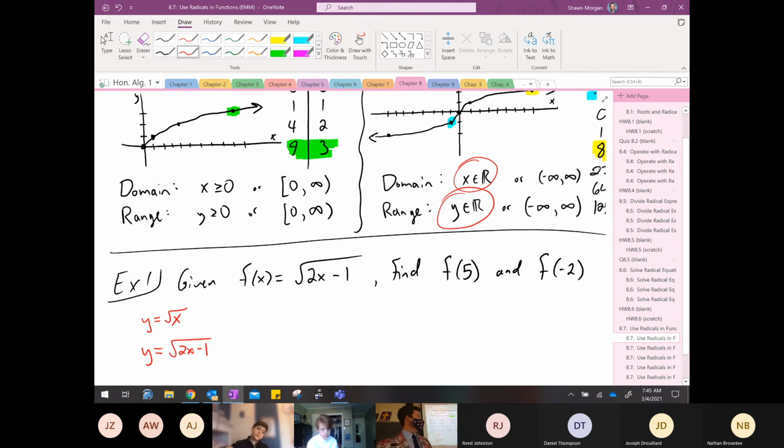Okay. Now, if I look at y equals square root of x and y equals square root of 2x minus 1, it should be pretty obvious there's a couple of adjustments, a couple of changes that we've made here, right? What are they?